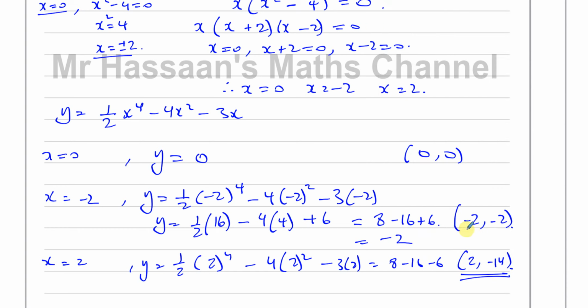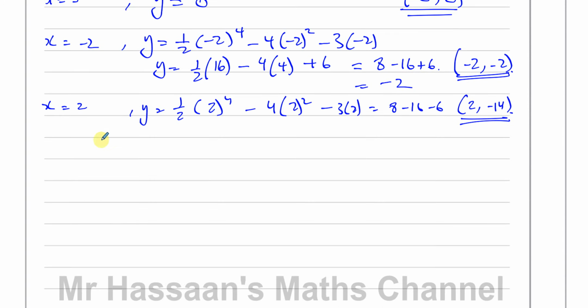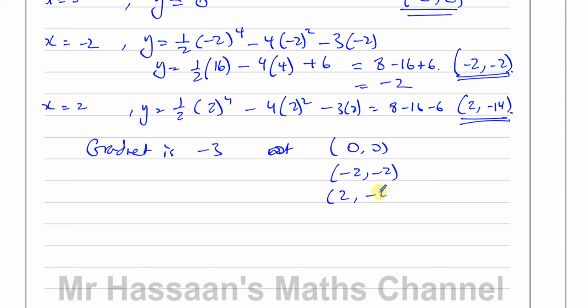So these are the three coordinates where the gradient is equal to negative 3. So we can say the gradient is negative 3 at the points (0, 0), (-2, -2) and (2, -14). So there's the answer to that question.